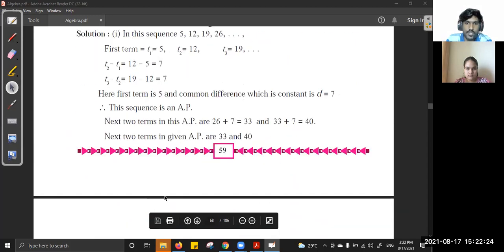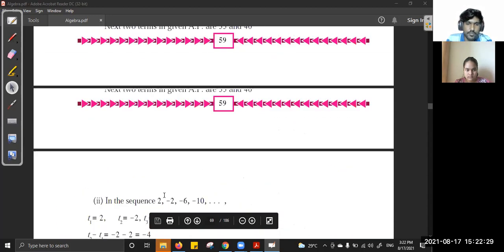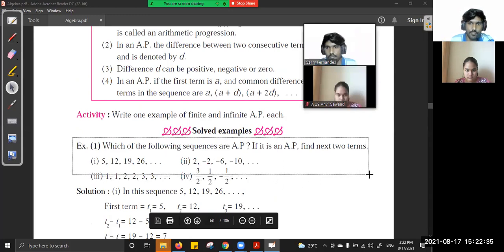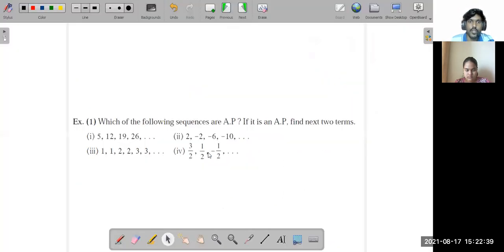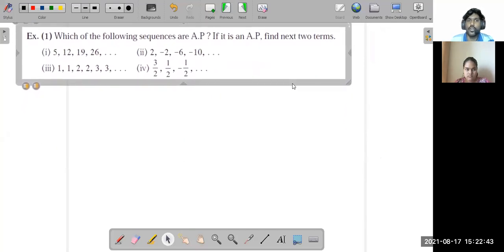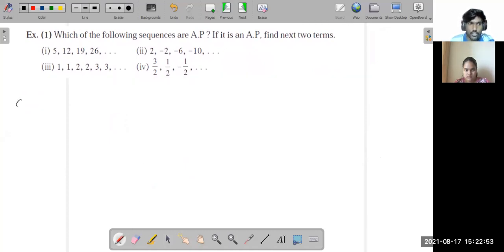Let's go to the sums directly because the sums are important. Now, in this question, you have to find which of the following sequences are AP, that means which of them are in arithmetic progression. And if it is in AP, you have to find the next 2 terms. So I'll show you the first one.